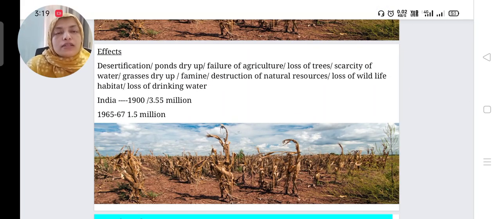Then what are the effects of drought? Desertification. We know Rajasthan is a desert in our country. So now most of the places are changing into desert. Then ponds dry up. Then failure of agriculture. Without getting much water, our agriculture cannot succeed.